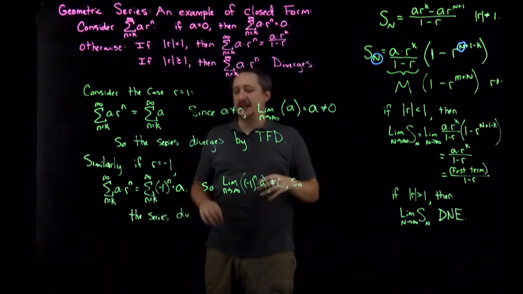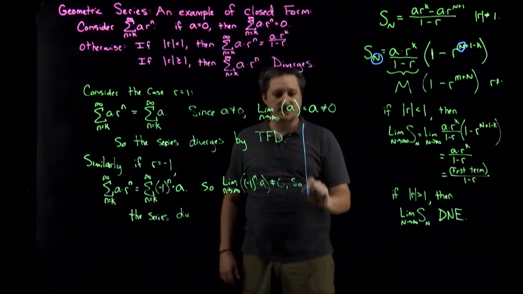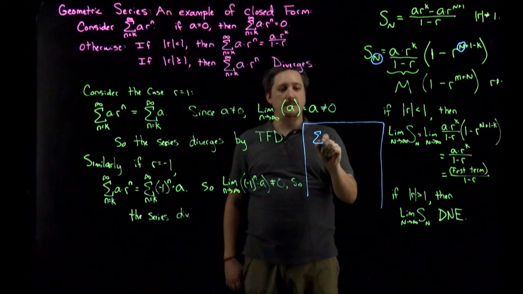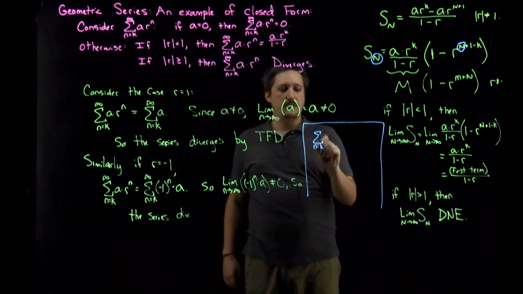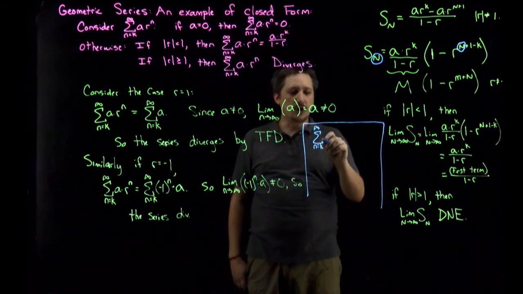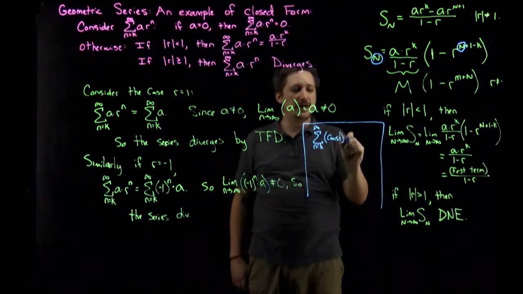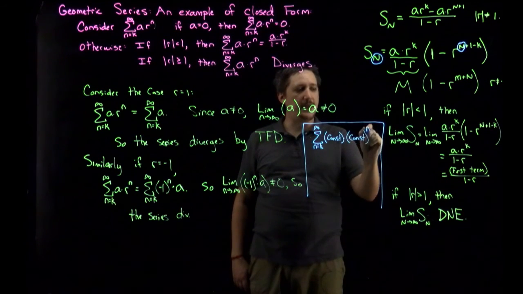So you absolutely have to be able to write it, and maybe I'll write this very explicitly, like right here. You have to get it exactly to the form sum n equals k to infinity of constant times constant to the n.